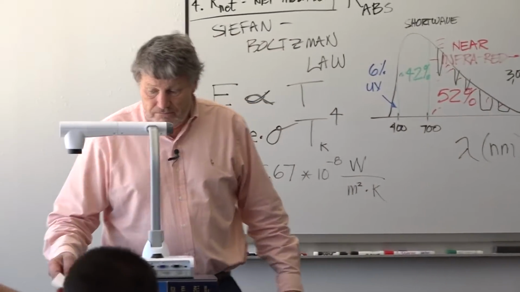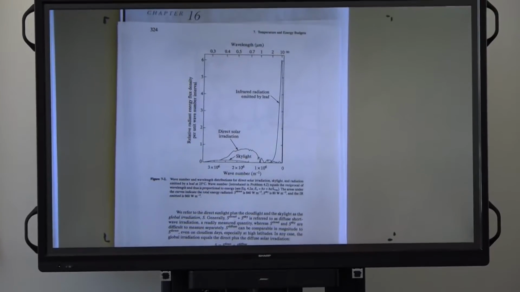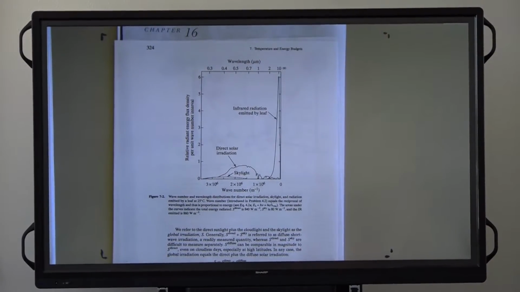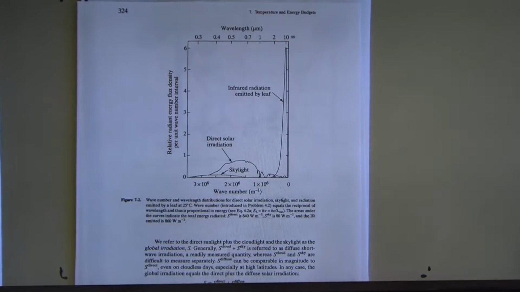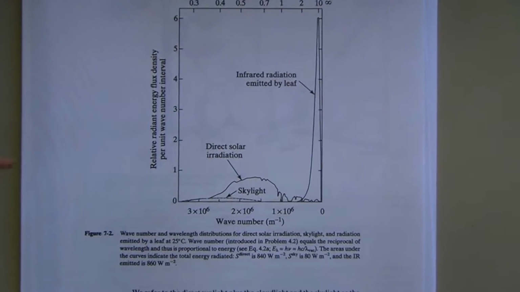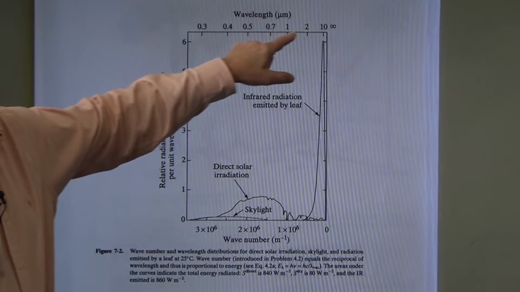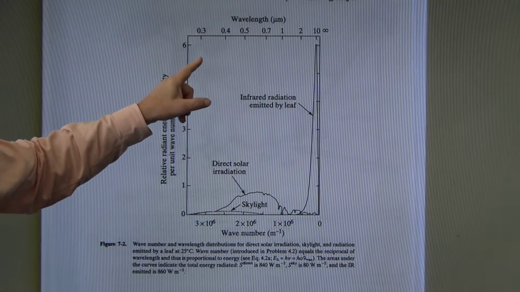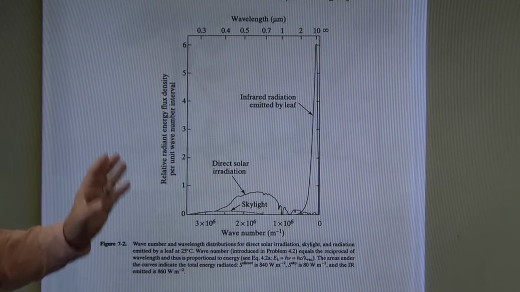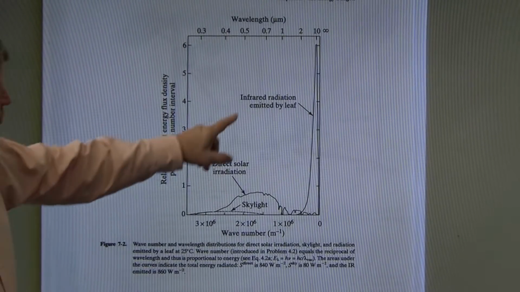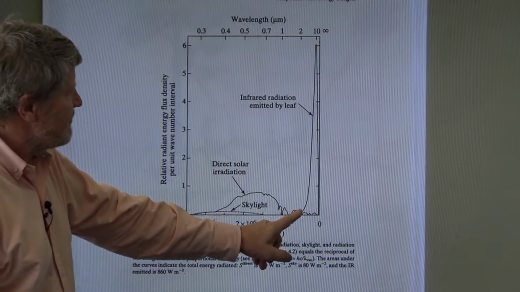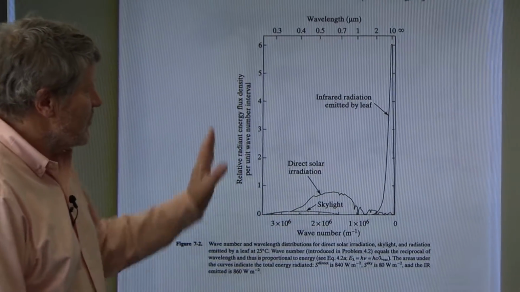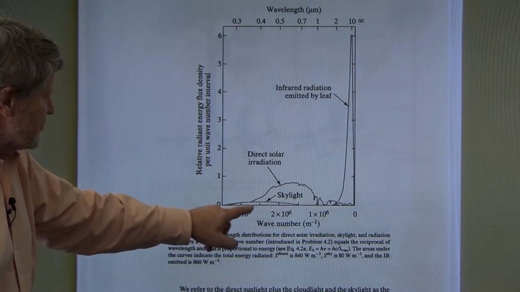So Park Nobel has that diagram as well in the book, only I like my diagram a little better than his because he shows the same thing, but he has it on a log scale. And I'm not a big fan of log scales for teaching because they distort things. So look at his infrared radiation by the leaf. It looks like this sharp peak. And if this was not a log scale, it looks like this. But it's the same data, direct solar, and he has some reflected skylight in here.